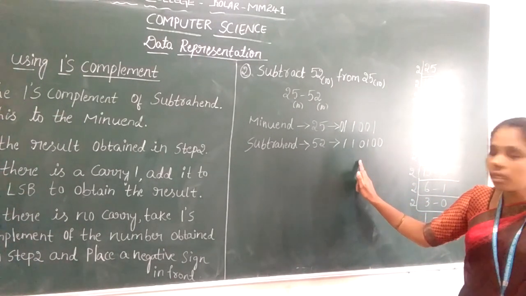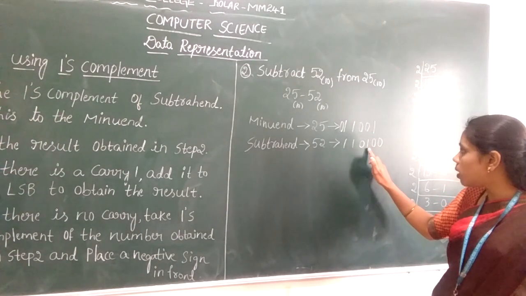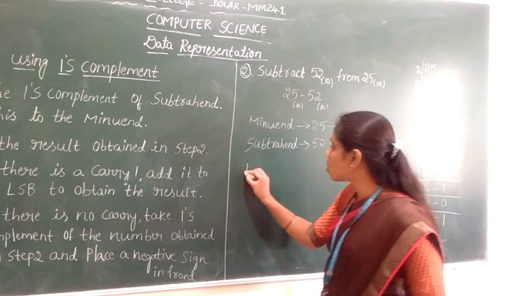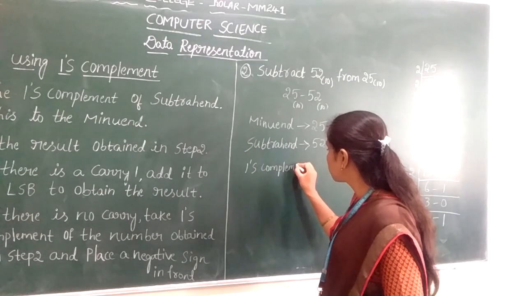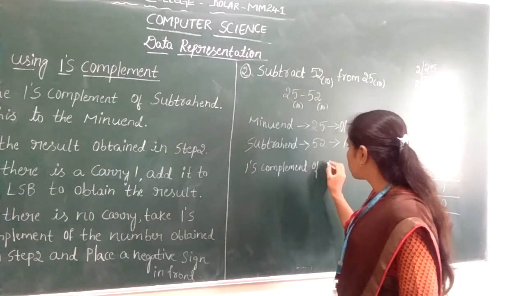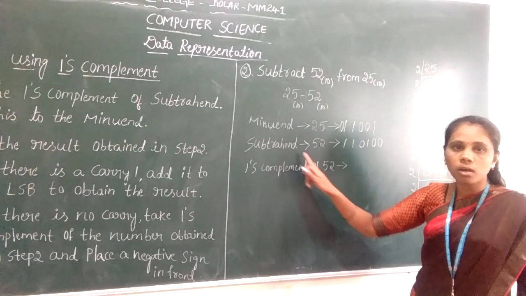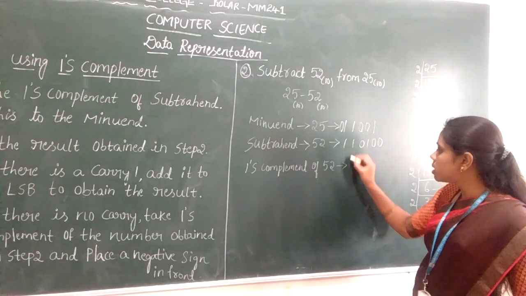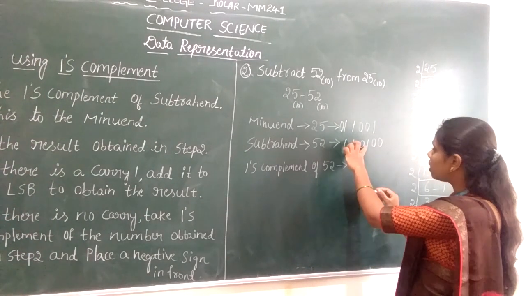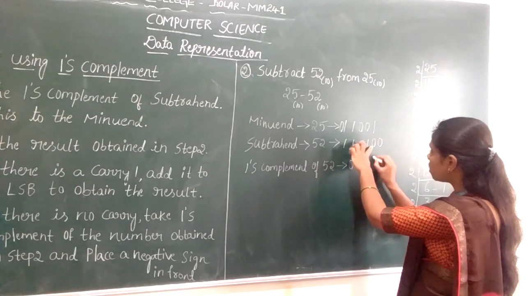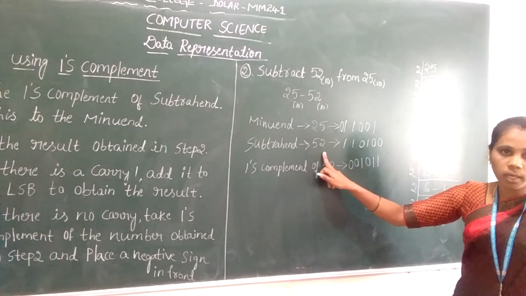In the first step, take the ones complement of the subtrahend. The subtrahend is 1 1 0 1 0 0. Now take the ones complement of 52. See, 52 is the subtrahend. Now 1 is changed to 0, 1 is changed to 0, again 0 is changed to 1, 1 is changed to 0, 0 to 1 and here 1. So this is the ones complement of 52.